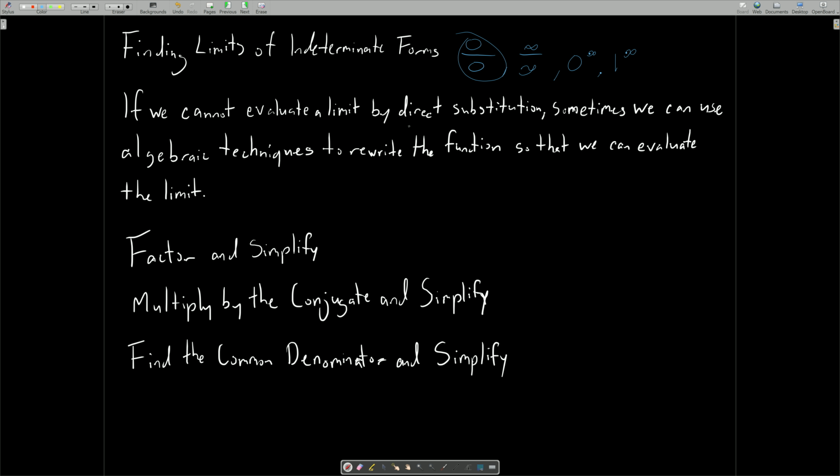If you cannot evaluate a limit by direct substitution, sometimes we can use algebraic techniques to rewrite the function so that we can evaluate the limit. And there are 3 different ways to rewrite the function: factoring, multiplying by the conjugate, and finding the common denominator.